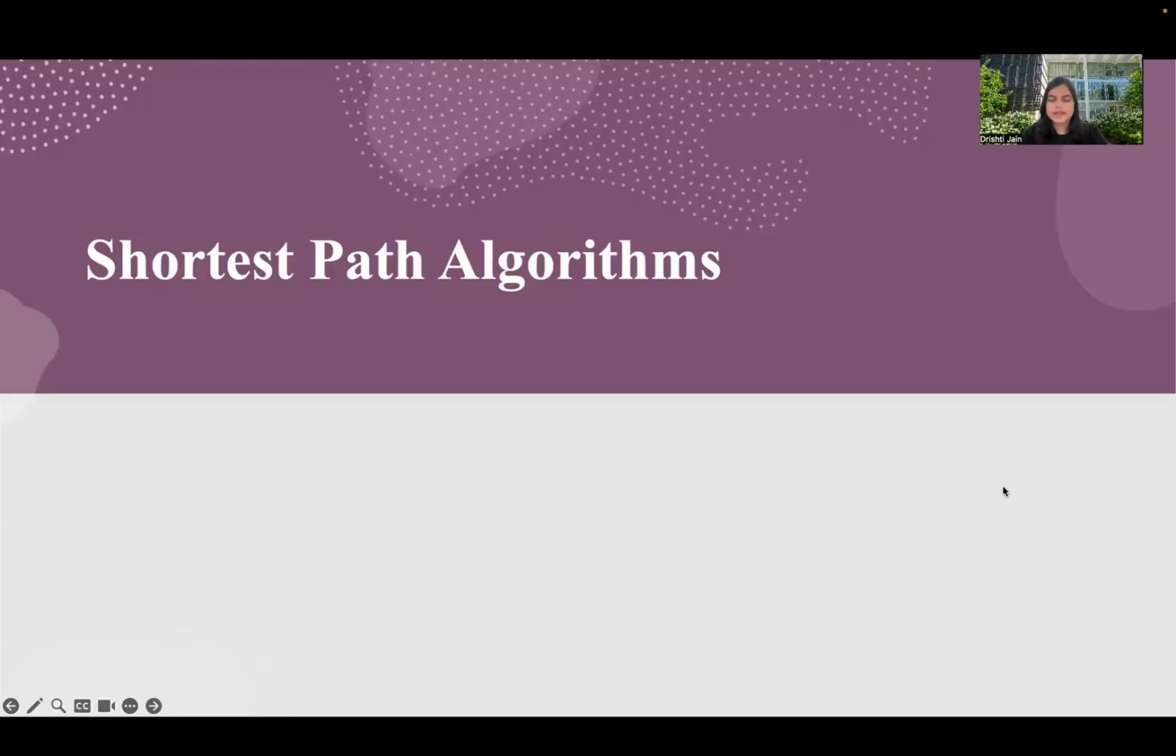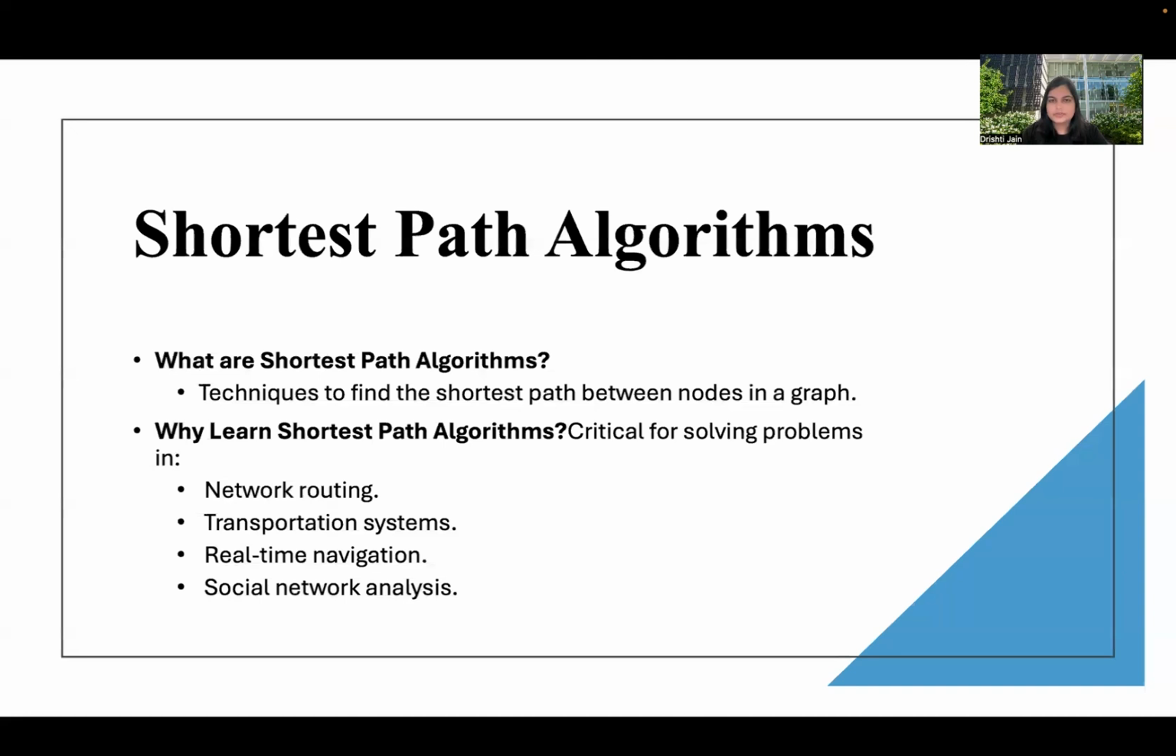In this lesson, I'm going to be talking about the shortest path algorithms. Shortest path algorithms, as the name says, is to find the shortest path. They are techniques to find the shortest path between nodes in a graph. Why should you learn about shortest path algorithms?